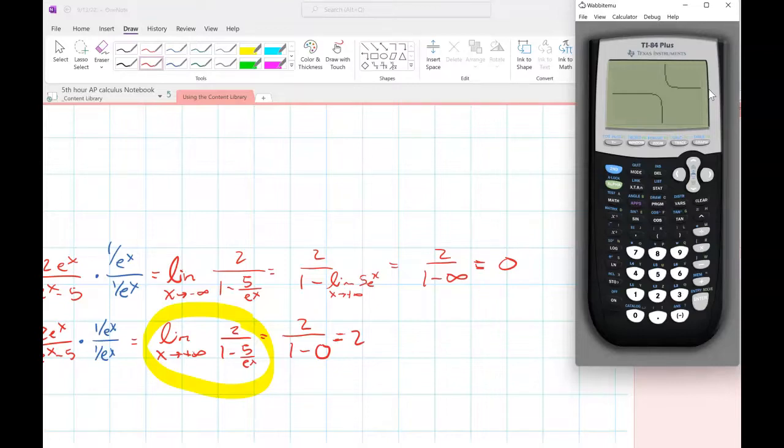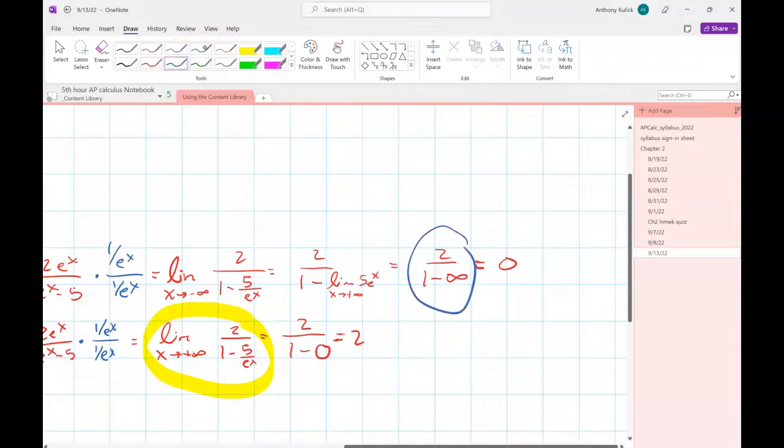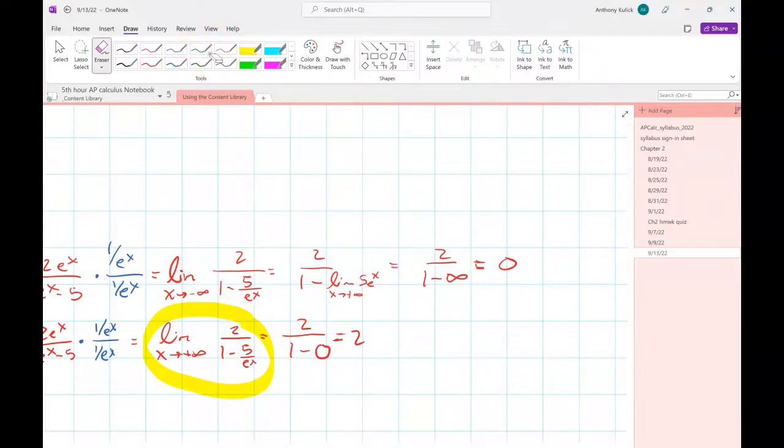Well, you have like 2 over big, right? That's going to 0. So again, what I've written here is not really proper math. I wrote that here so it's easy for us to understand. How would I write this so that it looks more like some proper math?